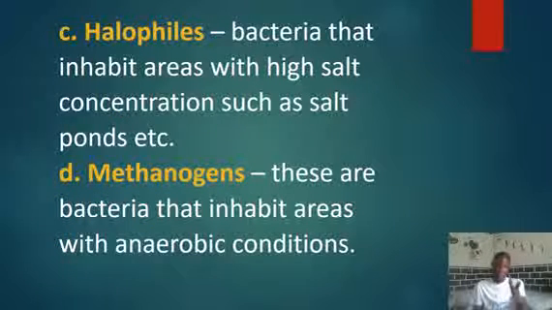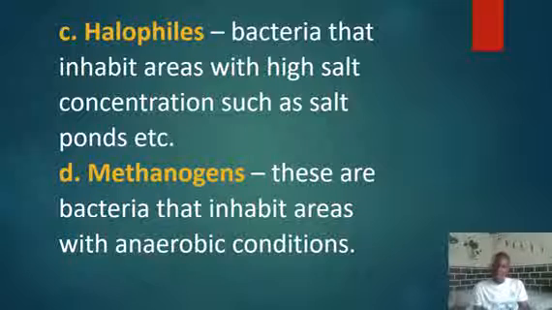Now the third group under this particular category is the halophiles. These ones inhabit areas with high salt concentrations, like the salt ponds. If you go to salt ponds, where you see that people harvest salts, realize that you can have bacteria inhabiting these areas. We call them the halophiles. They live in areas where there is higher salt concentration. So let's note that one.